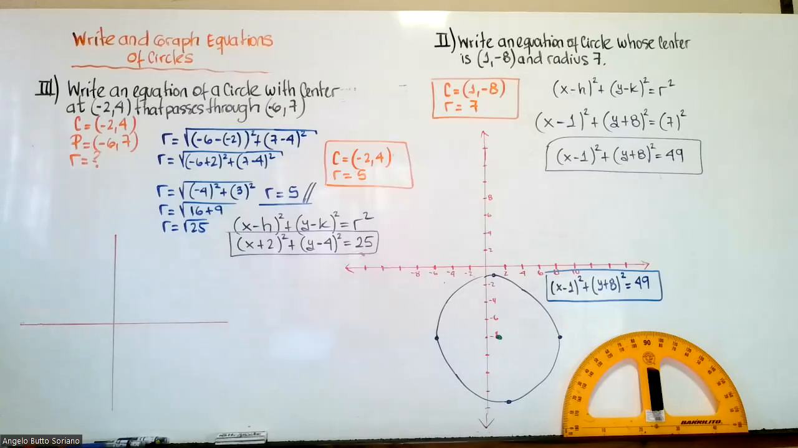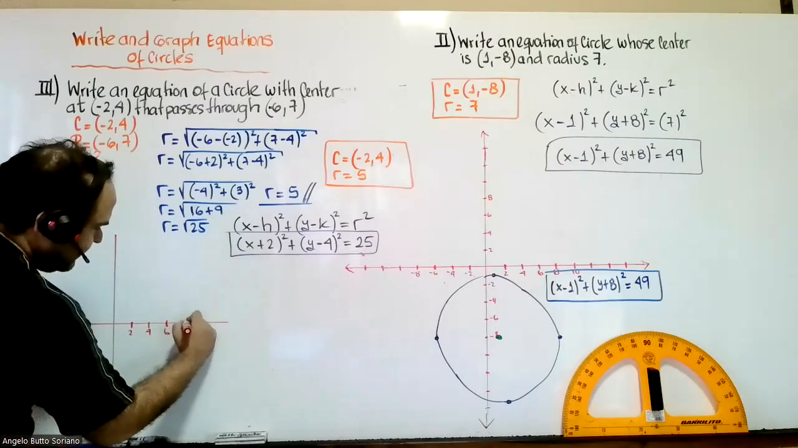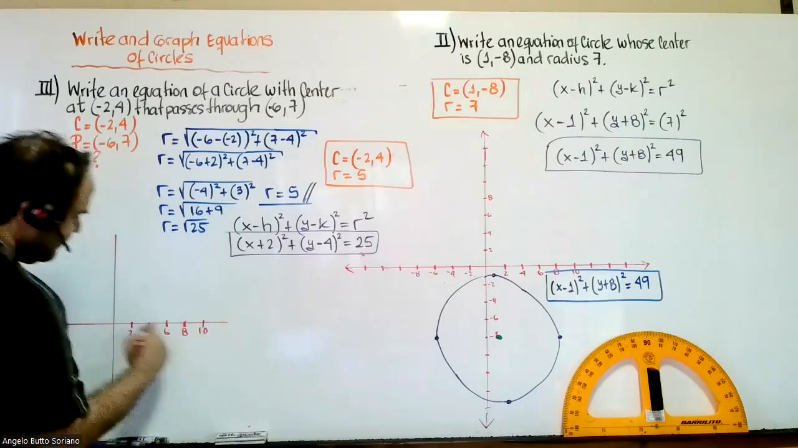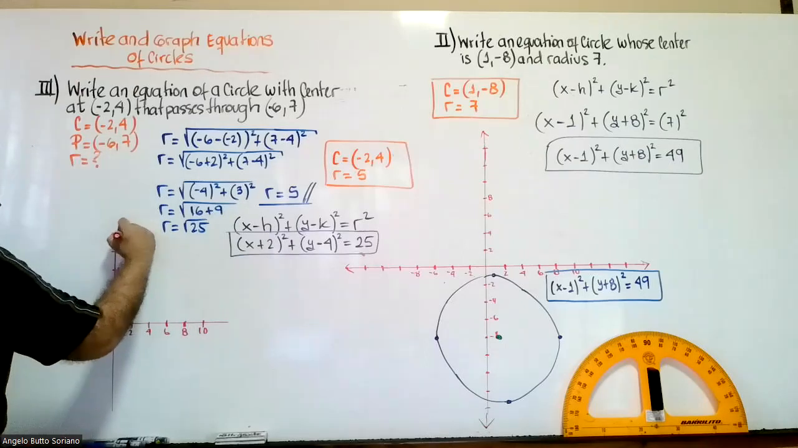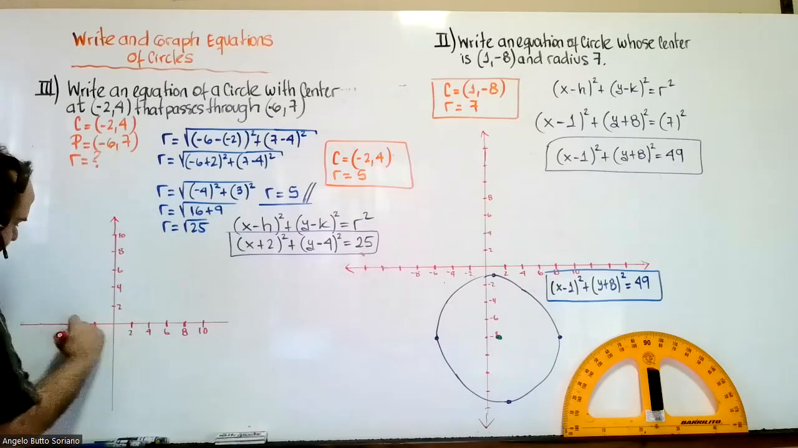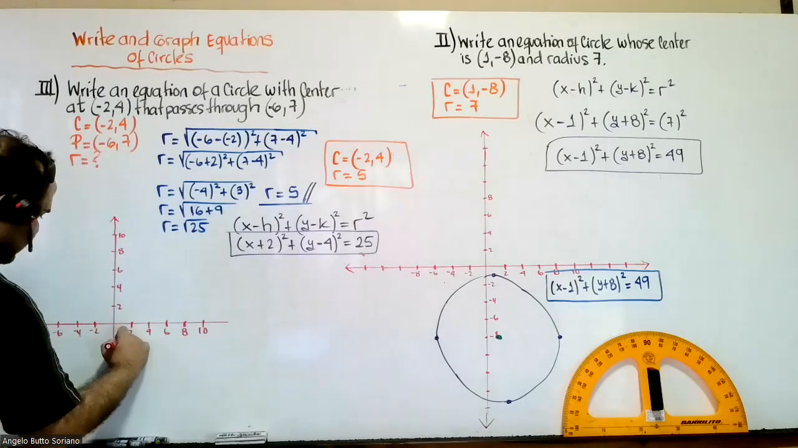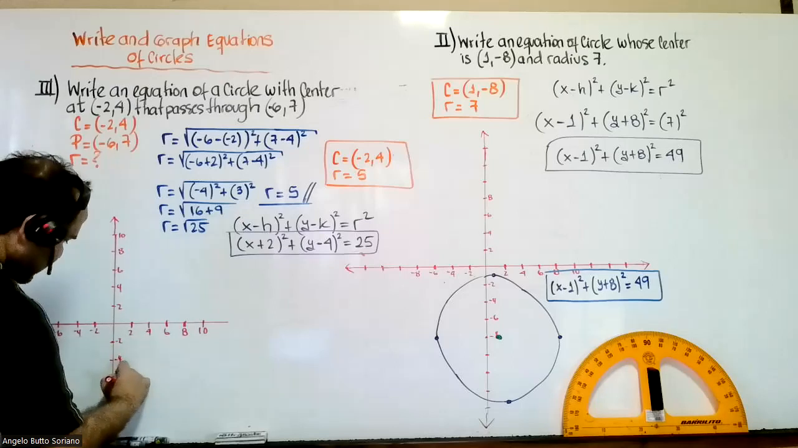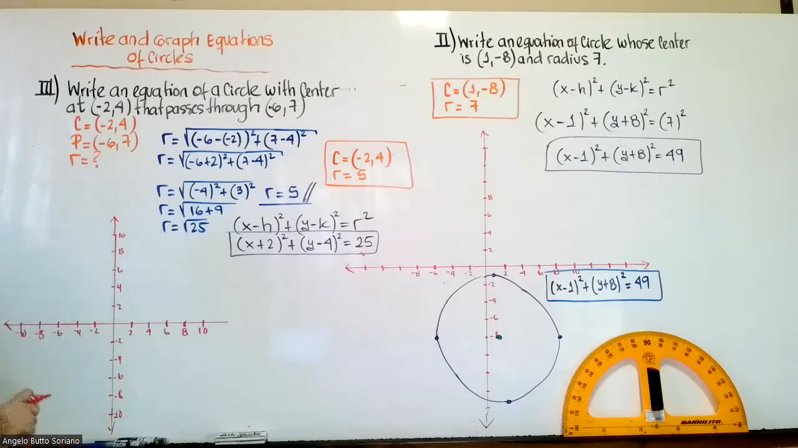Let's approach this, okay? 2, 4, 6, 8, 10 units. 2, 4, 6, 8, 10 units. -2, -4, -6, -8, -10 units. Okay. And finally, -2, -4, -6, -8, and -10 units.